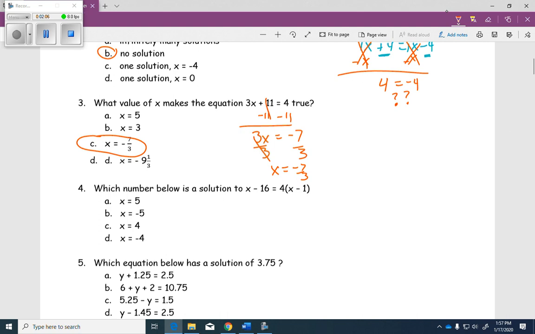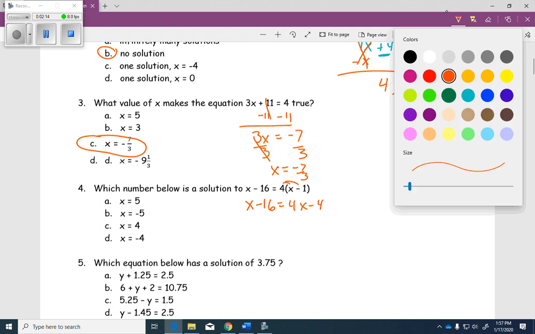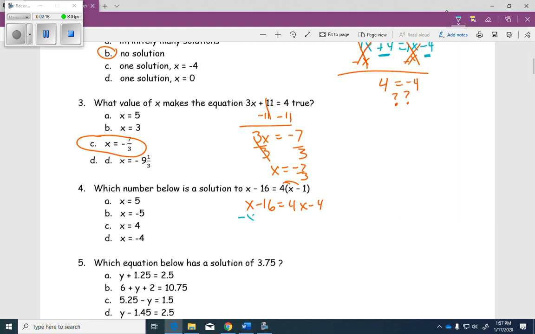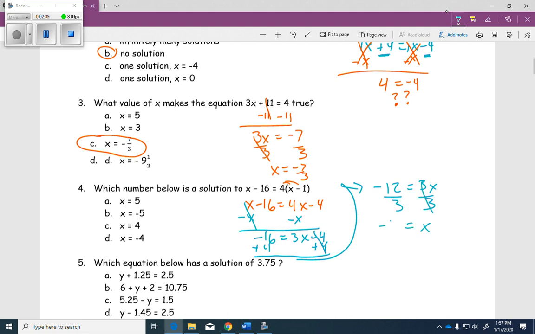Number 4, I would distribute. Then I would subtract x from both sides. Add 4 to both sides. Remember, your goal is to get x on one side all by itself. I'm going to come over here. I get -12 equals 3x. Finally divide by 3. So x is -4. Choice D.